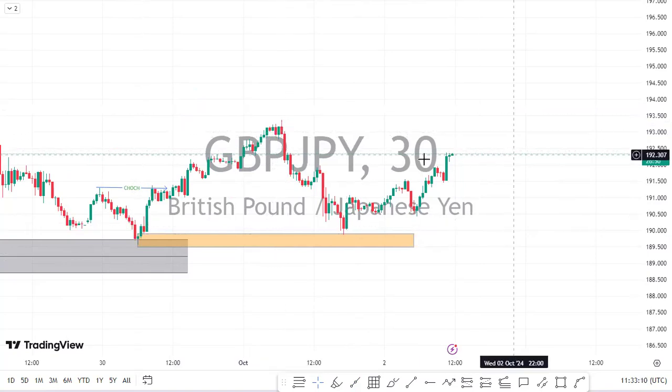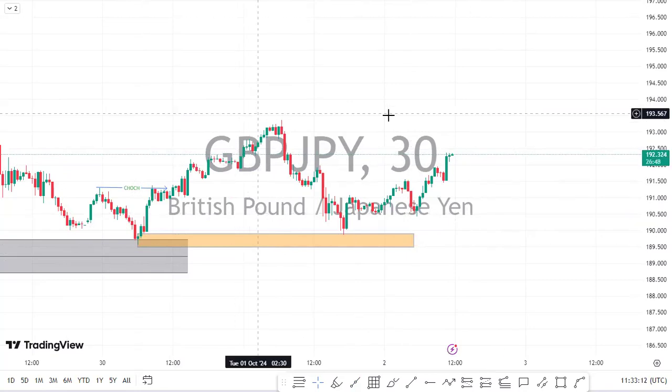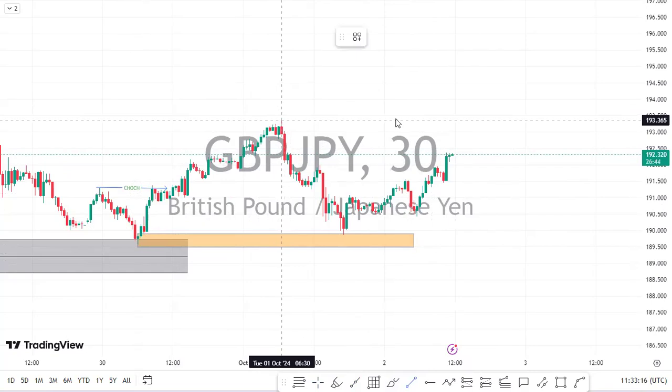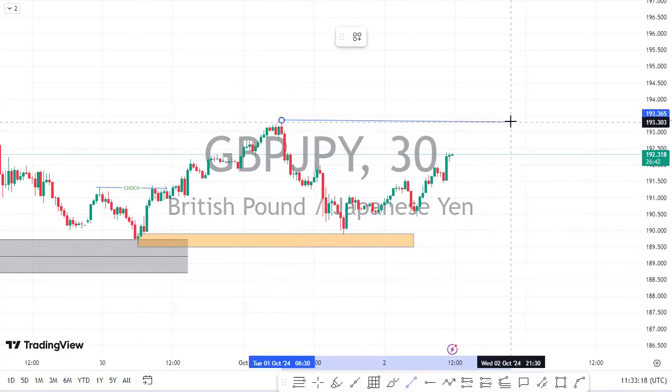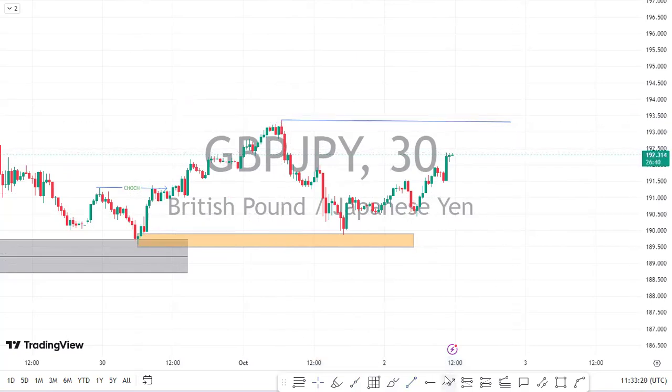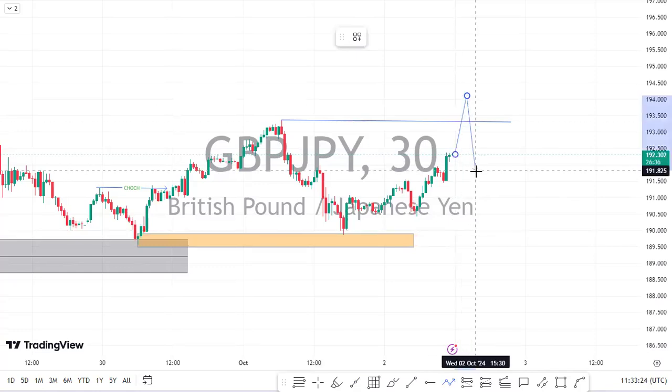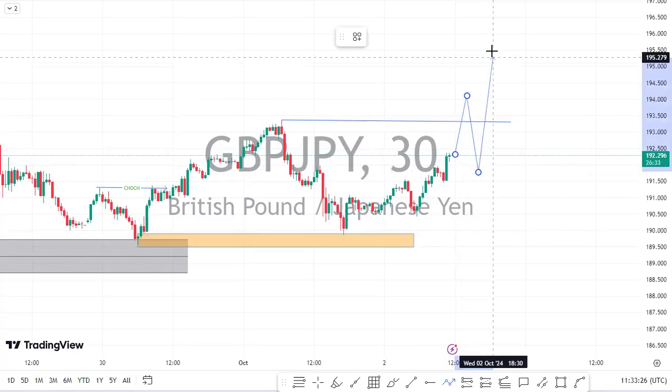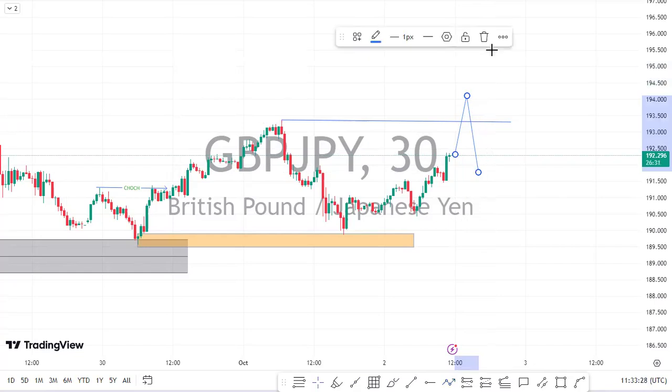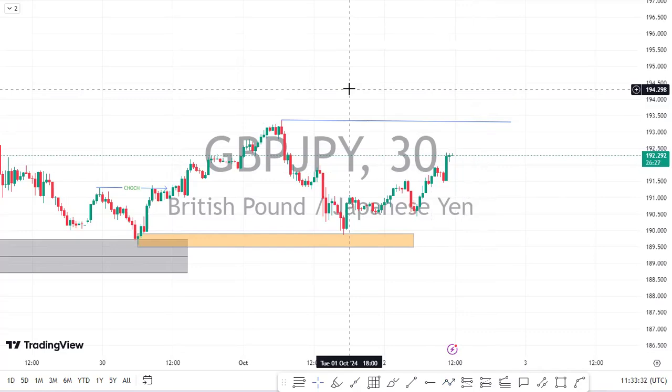GBPJPY is already buying. You cannot jump in and enter again unless this high is taken. So when this high is taken, then wait for this order block, then we can continue buying. So GJ is buying. So quickly on gold.